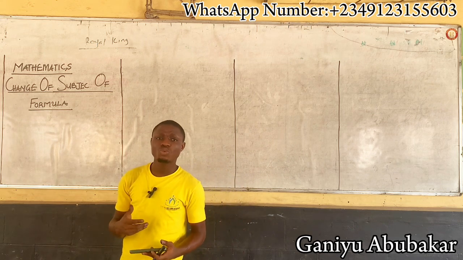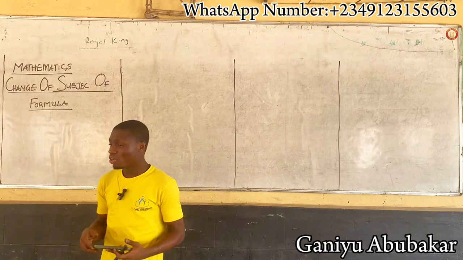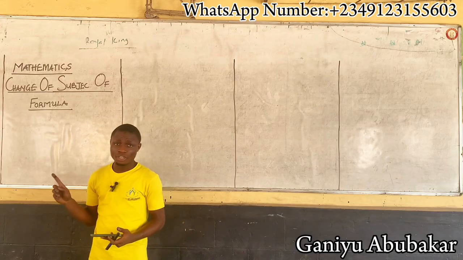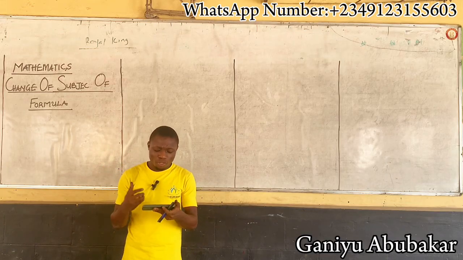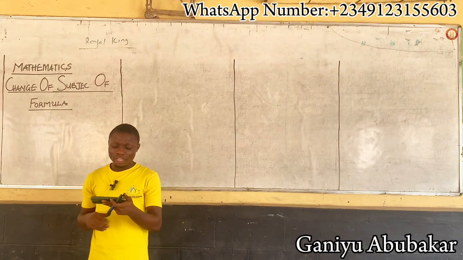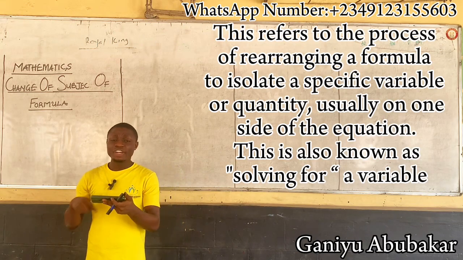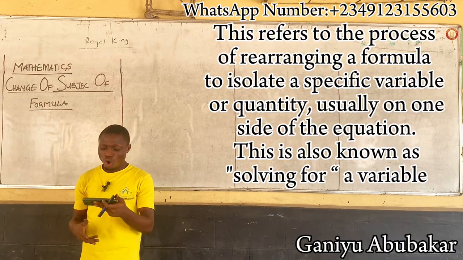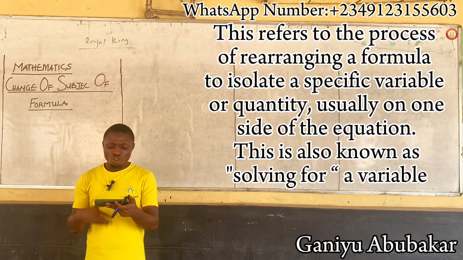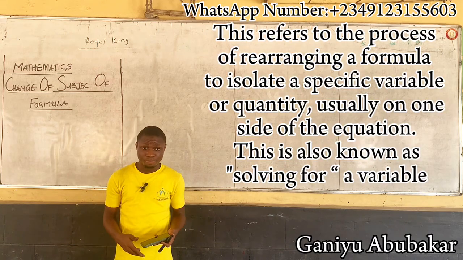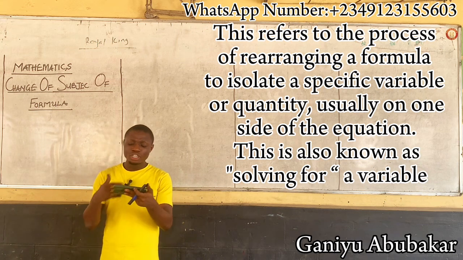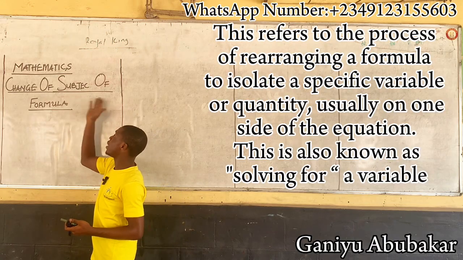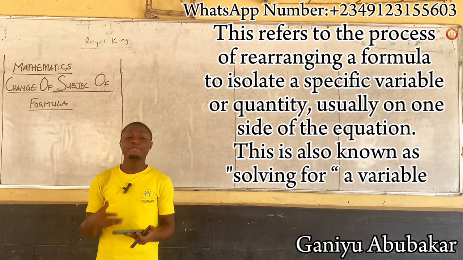By the way, if I may ask you, what exactly is the definition for change of subject of formula? I know that this is not your first time hearing this topic. Put down: change of subject of formula refers to the process of rearranging a formula to isolate a specific variable or quantity, usually on one side of the equation. This is known as solving for a variable. So mind you, change of subject of formula can also be called solving for a variable.